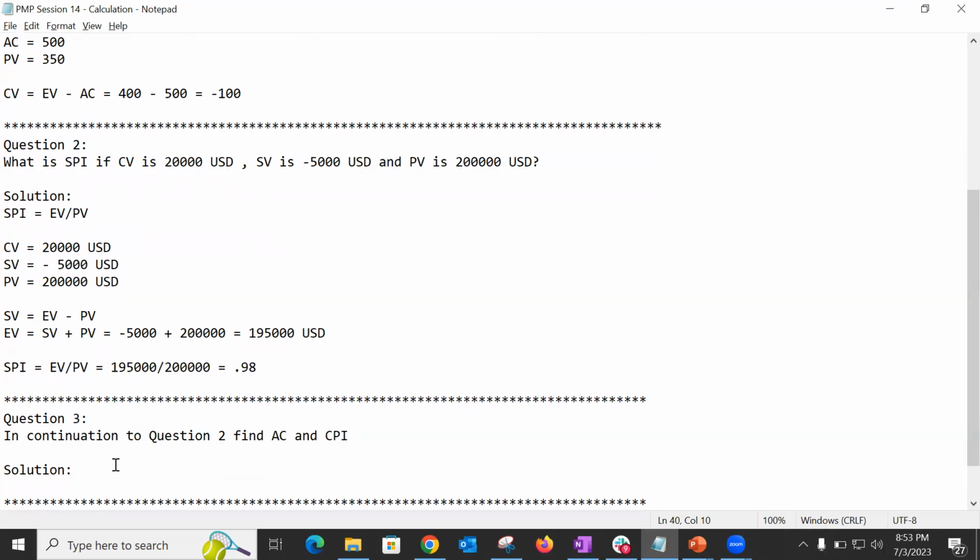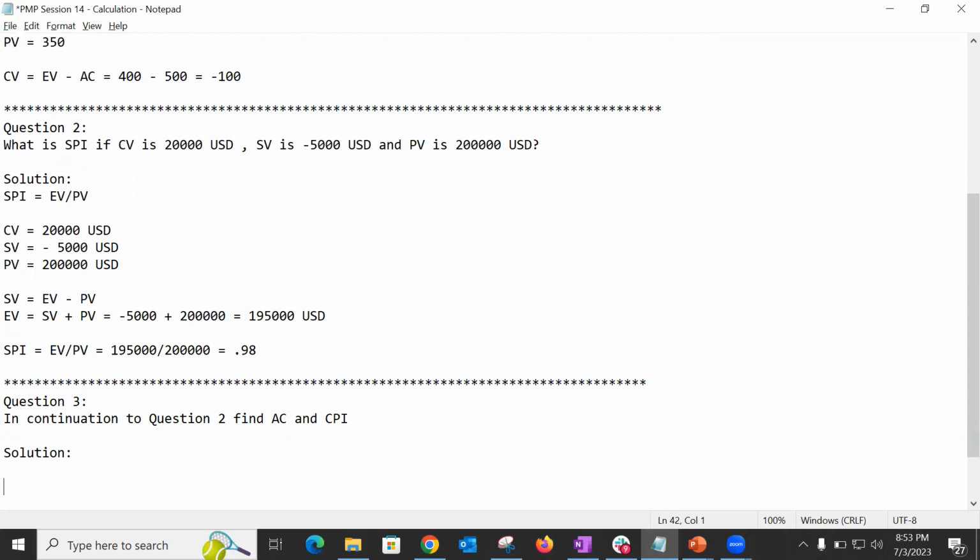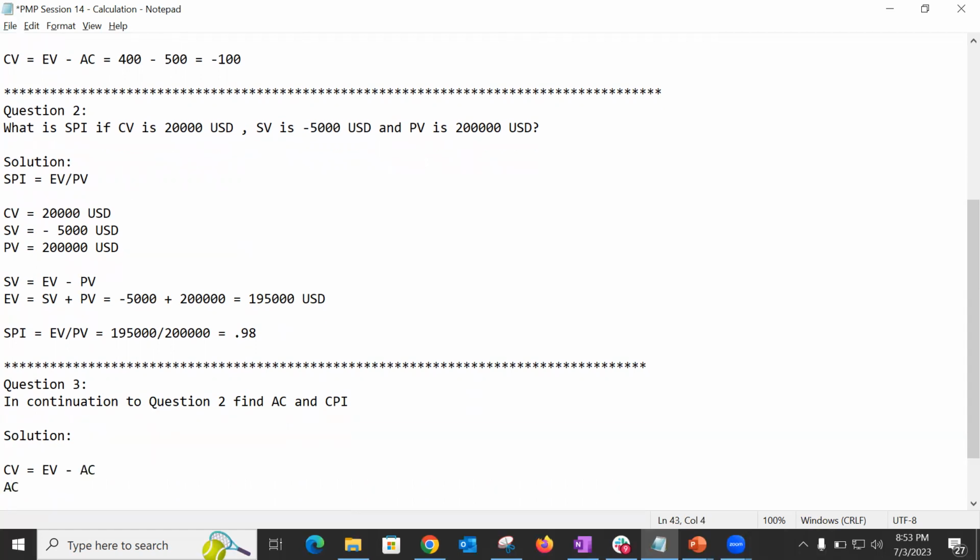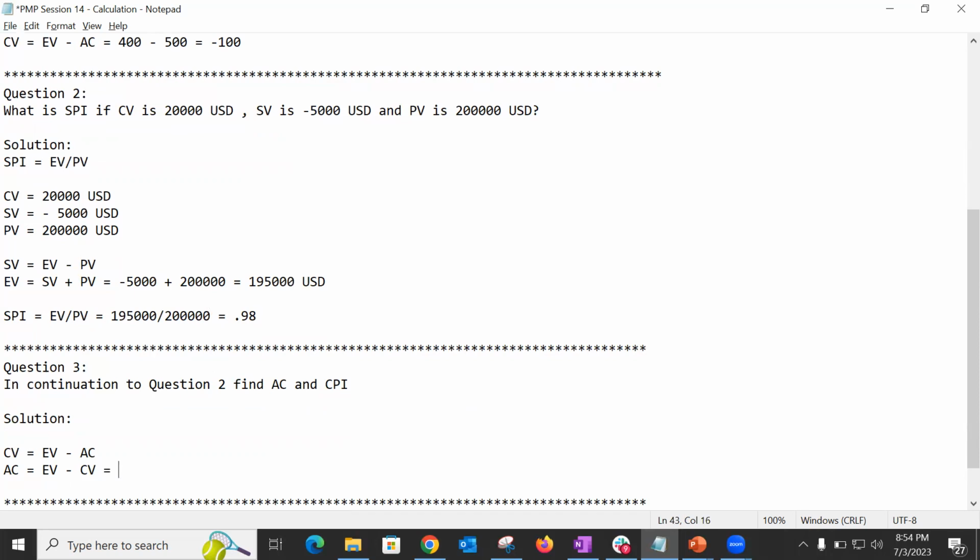Let's see. If I want to get into formula mode, then I know that CV, cost variance, is equal to earned value minus AC. Or rather, I can write AC is equal to EV minus CV. Simple, right? I'm just putting the AC on the left-hand side of the equation. It's all simple stuff, your plain childhood equation kind of story. So let's see, have I got the EV here? Yes. Have I got the CV here? I've got the CV here as well.